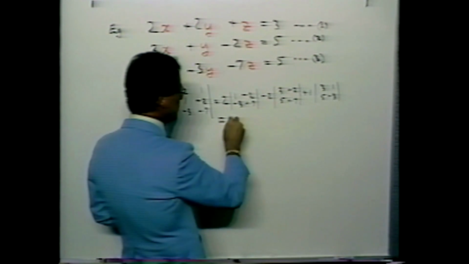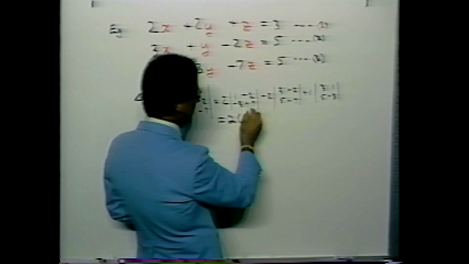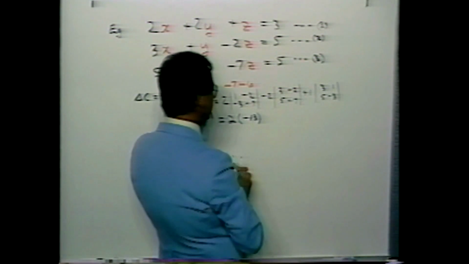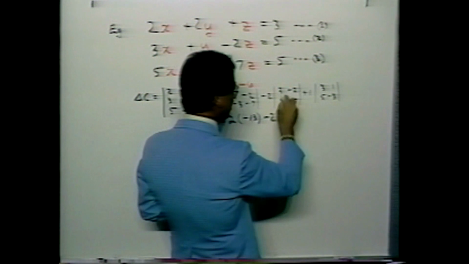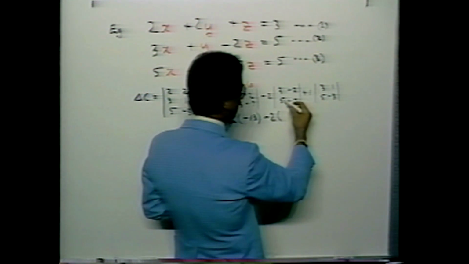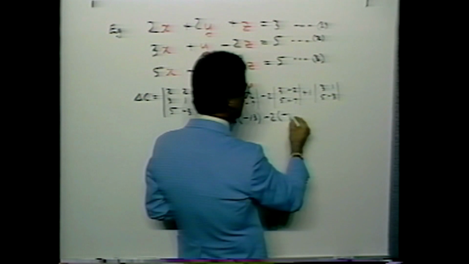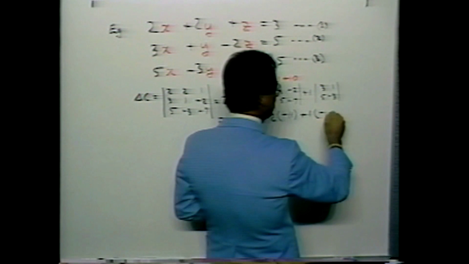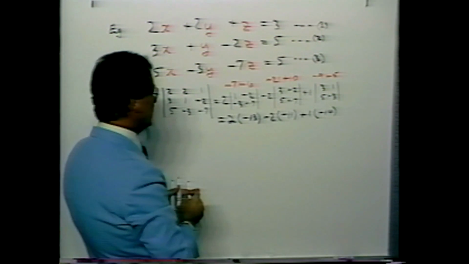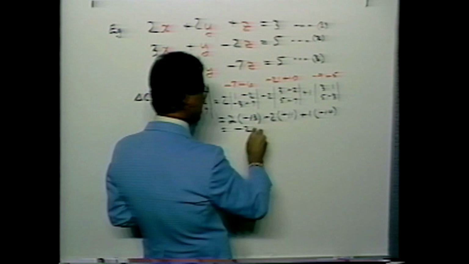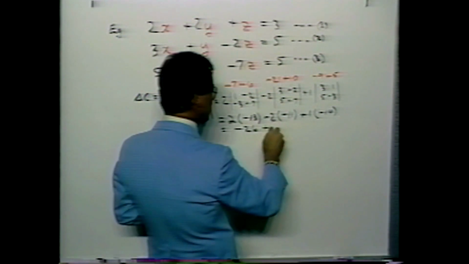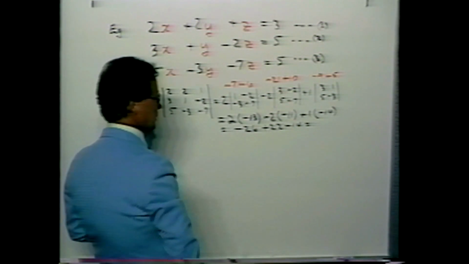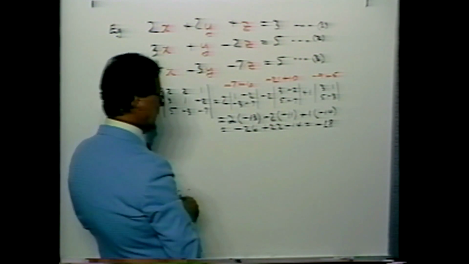Continuing, this is 2 multiplied by negative 7, negative positive 6. Then we have negative 2 multiplied by negative 21, positive 10, which is negative 11, plus 1 multiplied by minus 9, minus 5, which is minus 14. This amounts to negative 26, positive 22, negative 14, for a total of, so delta C is negative 18.